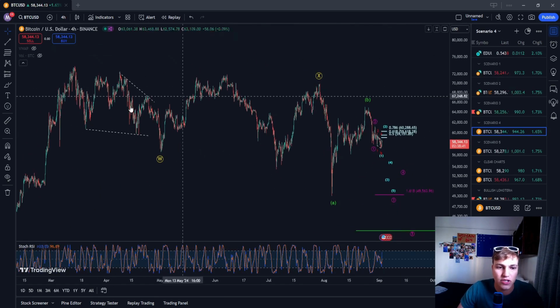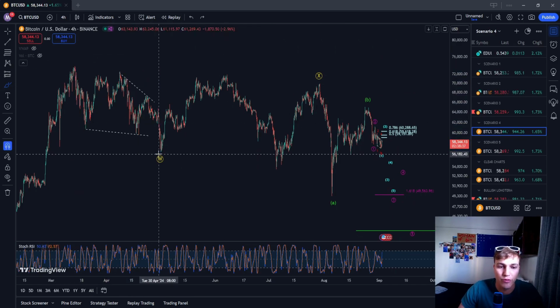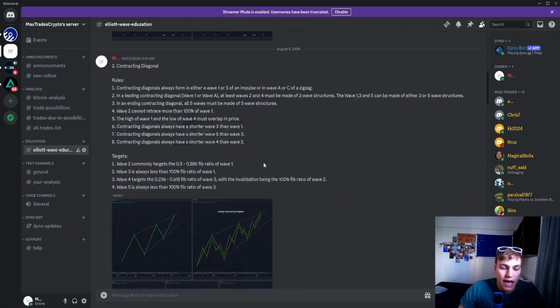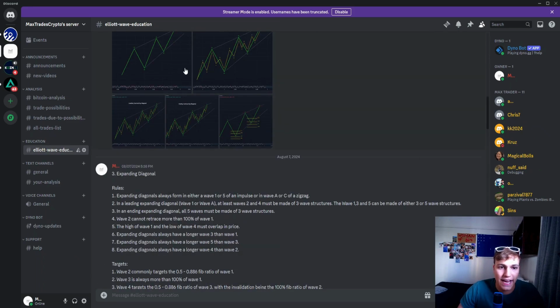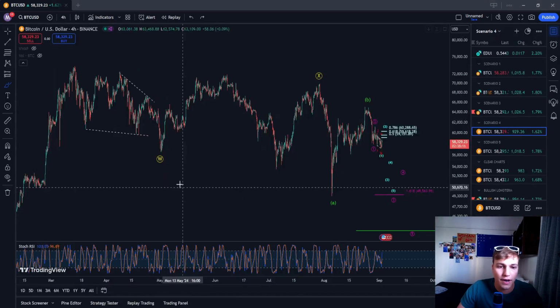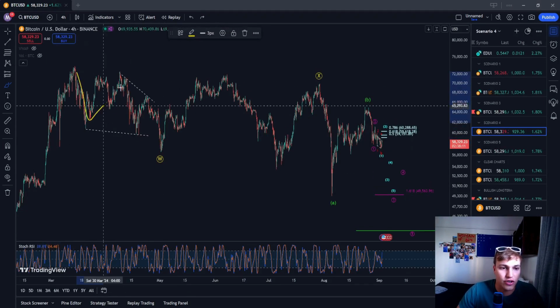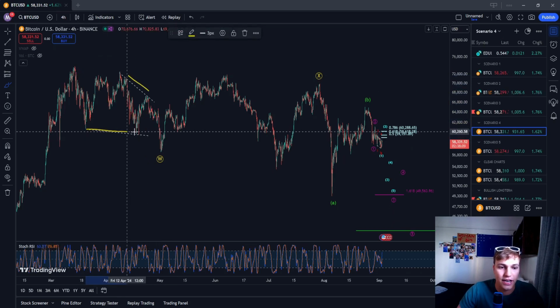Now in this WXY, the W is a leading diagonal, a 5-wave move there. If we go to our Discord, we can see what a leading diagonal is. So we have a 5-wave structure where every move in that structure is made of 3 waves. And we have 2 contracting trend lines that don't break. Now, on the chart, we see this in the contracting trend line in the W here and here.